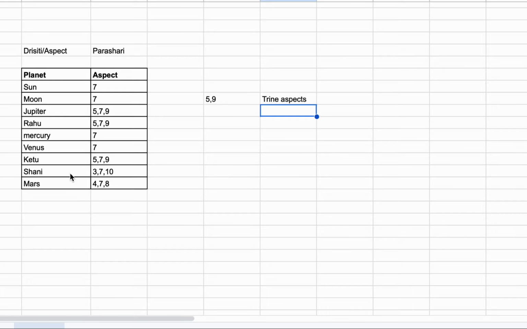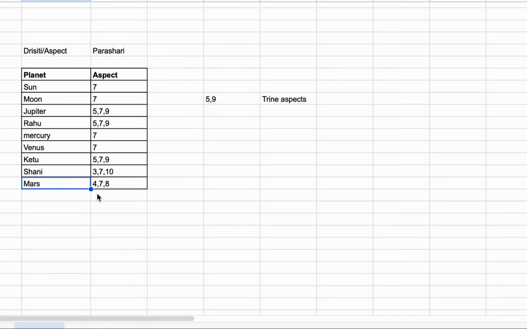Now special drishtis are for Shani and Mars. This is going to be a little different from Nadi drishti, which we'll do in the subsequent weeks. But first you have to remember this. Shani also gives a third aspect and a 10th aspect. That's not linear; seventh is linear, a straight line. Mars gives a fourth and eighth aspect also.